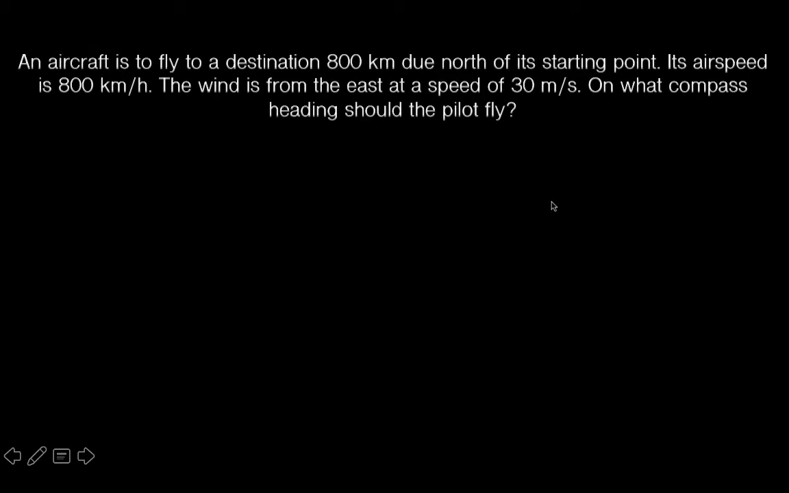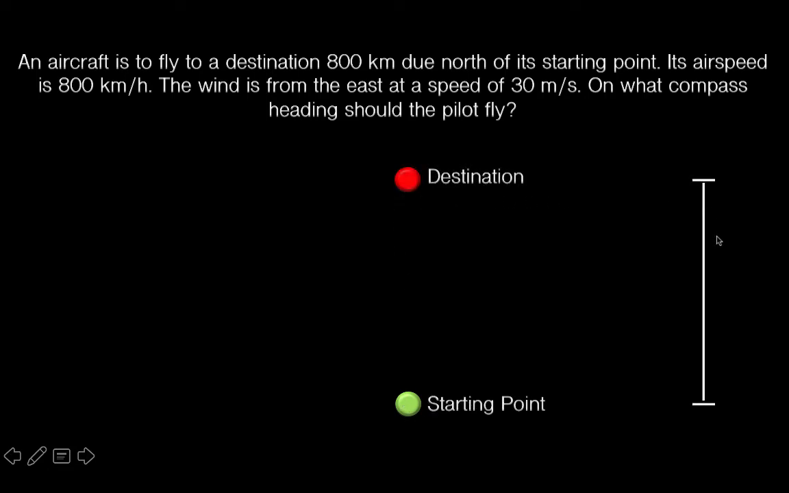Here's the first part. Let's call this green dot the starting point, this red one the destination. The space between them is 800 kilometers. And here's the compass with north, south, east, and west. Notice that the destination is north of the starting point.